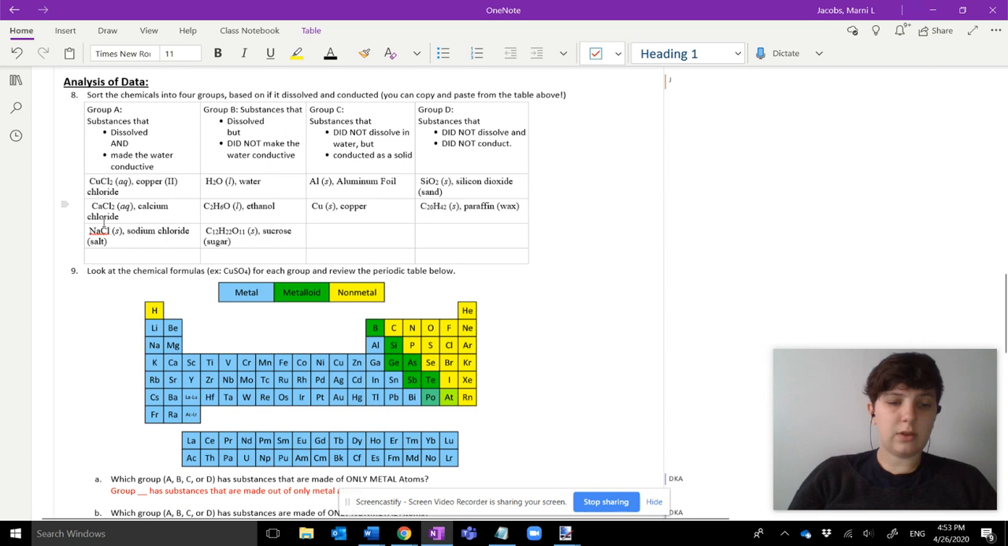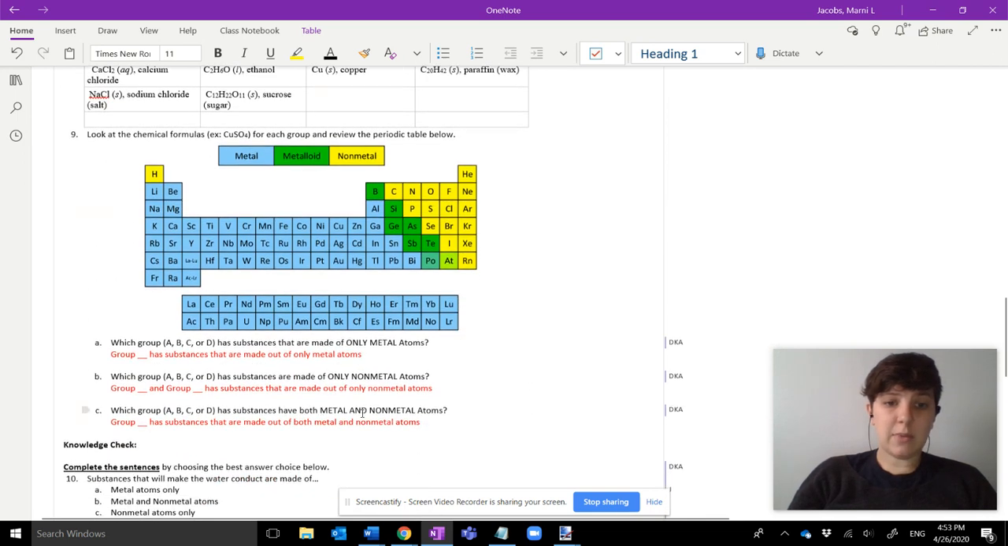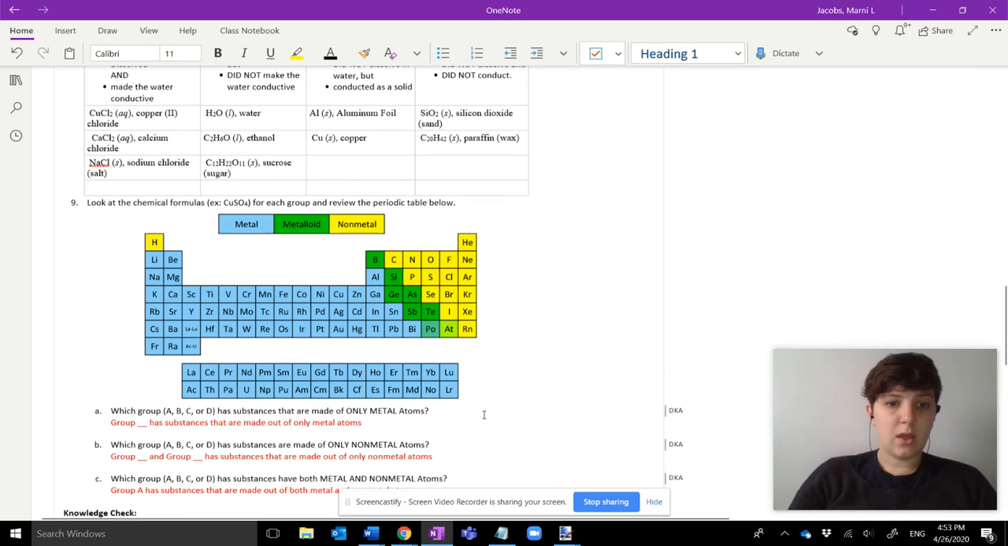What about calcium and chlorine? Well, calcium's over here on the left. That's another metal. Chlorine is still a nonmetal over here. And sodium and chlorine. Sodium's way over here on the very left, metal. And chlorine over here on the right still, non-metal. So it looks like group A is made of metal and non-metal atoms. We should put A in there for part C.